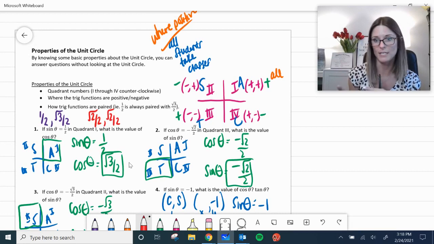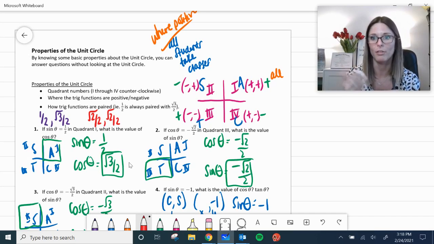So we talked about our 4 quadrants, knowing 1, 2, 3, 4, where are those? ASTC, where your trig functions are positive and negative, can help you answer these questions. And then lastly, probably the most important, your special marriages. So those common recurring patterns, like a 1/2 is always paired with square root of 3/2. A square root of 2/2 is always paired with another square root of 2/2. Those simple things can help you answer these questions. So hopefully you're practicing with your unit circle. Hopefully you're becoming more familiar with it and using it more often, and you can answer these questions quickly.